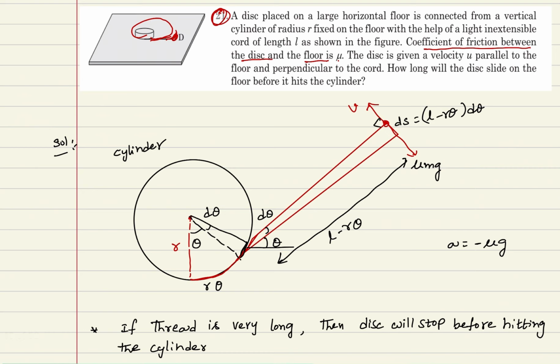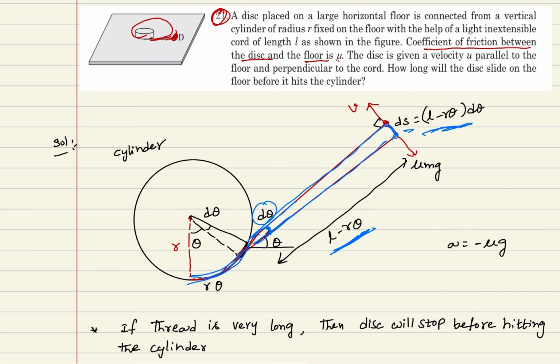Observe this carefully. My first step is the same: r into theta is the winding part, and the remaining part we can write with d theta. Now you can write L minus R into theta as the remaining part. ds is equal to the radius, which is L minus R theta, into d theta.